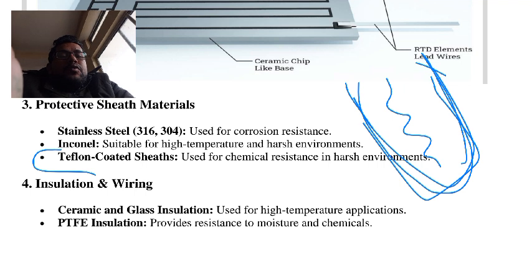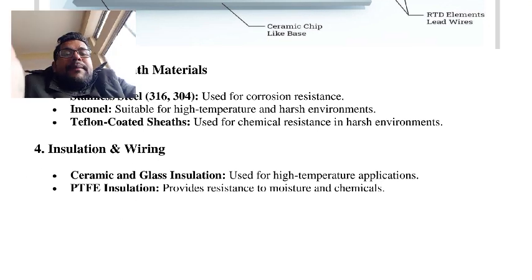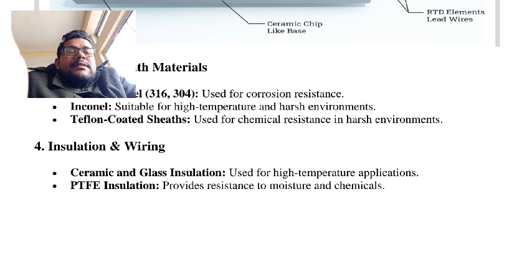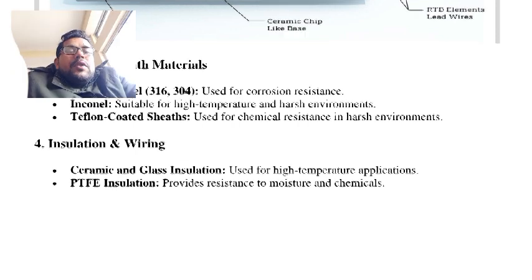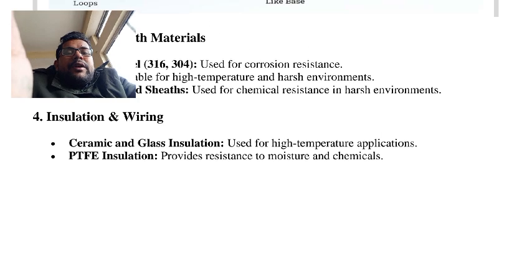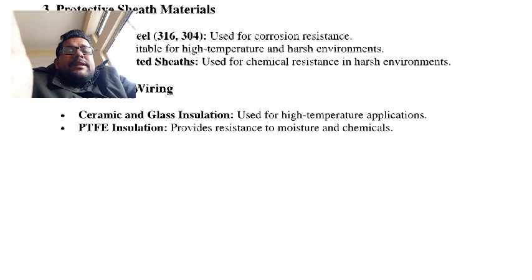Teflon coated sheath is used for chemical resistance in harsh environments. Next is the insulation and wiring. Ceramic and glass insulation is used for high temperature applications, and PTFE insulation provides resistance to moisture and chemicals.